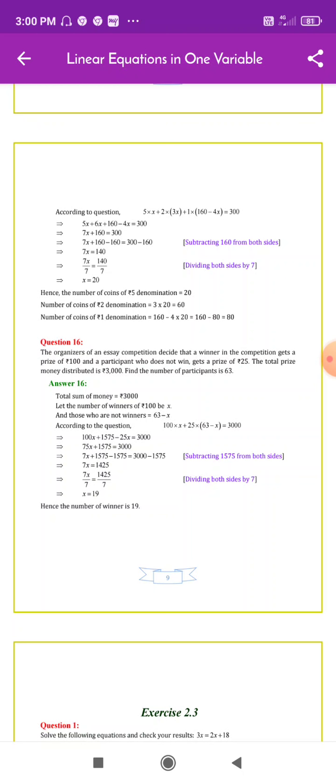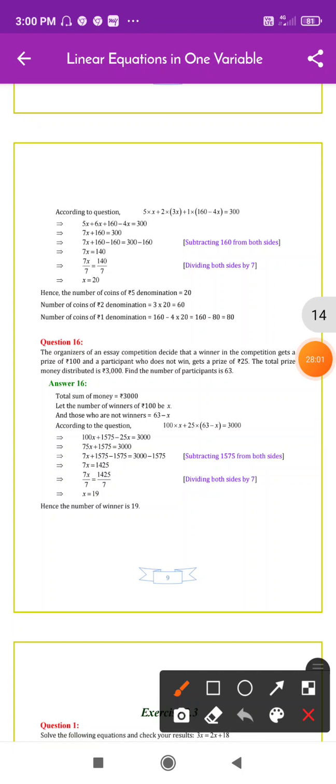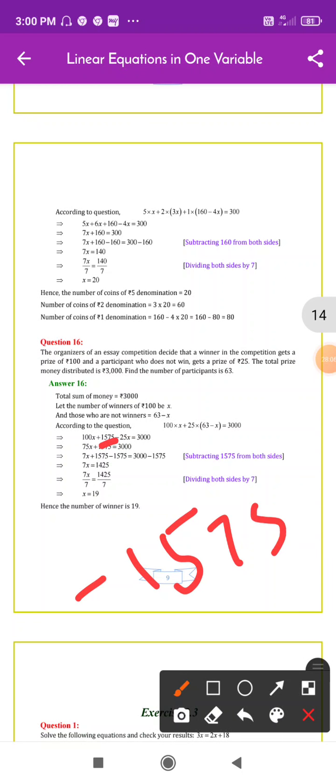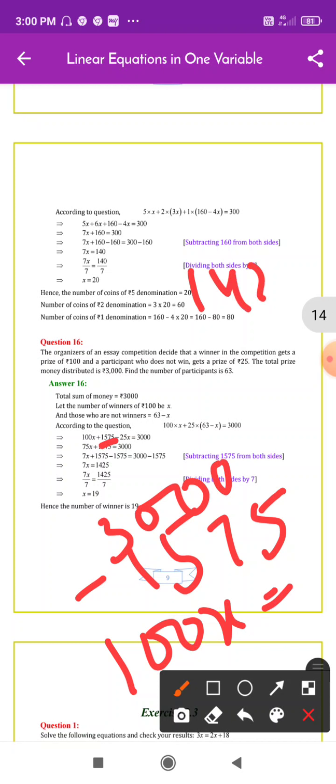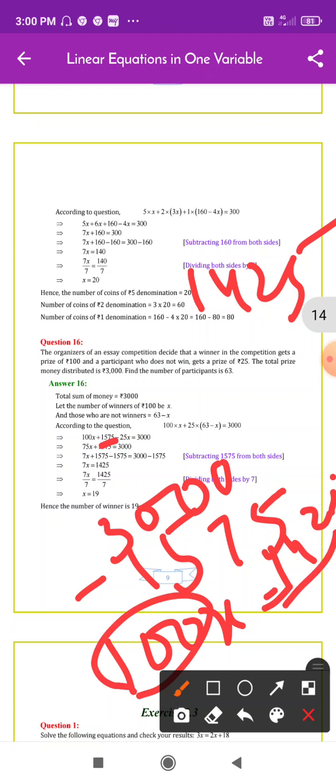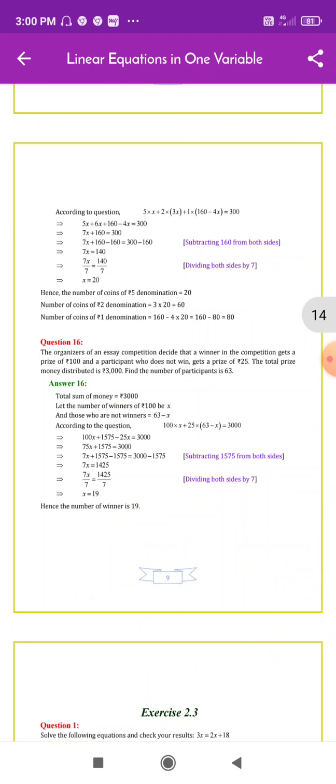Now see here, plus 1575 is there, yes or no? So we have to subtract 1575 from both sides. Here only 75x will remain, and on the other side 3000 minus 1575 gives the answer 1425. So 75x equals 1425. Now we have to divide both sides by 75.